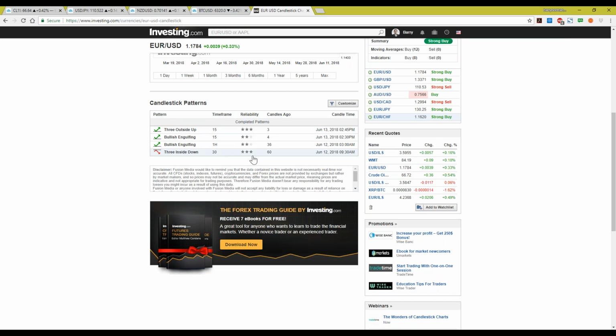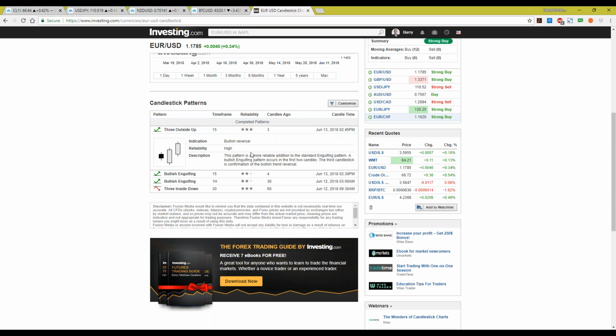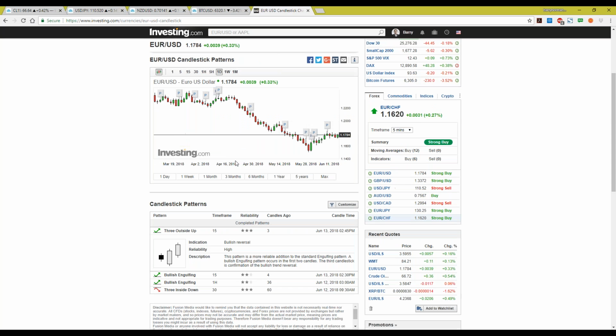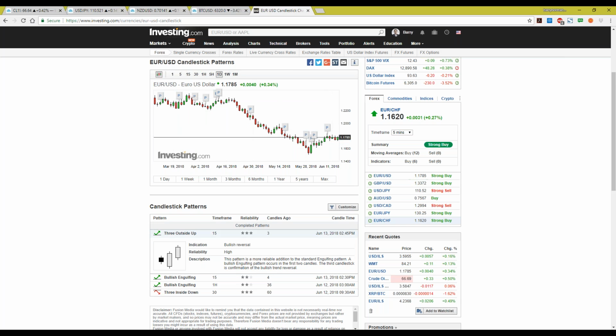And then we're going to get all the patterns that happen for that asset. So we can see on a 15-minute chart, we had this 3 upside down, which developed in the last 3 candles, which needs 3 candles on a 15-minute chart. That's giving us a very good bullish reversal, with a high reliability, and we're expecting the markets to reverse to the upside.